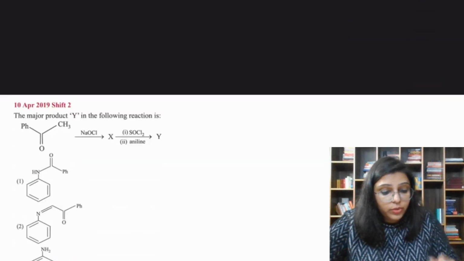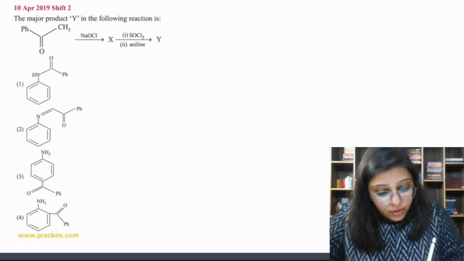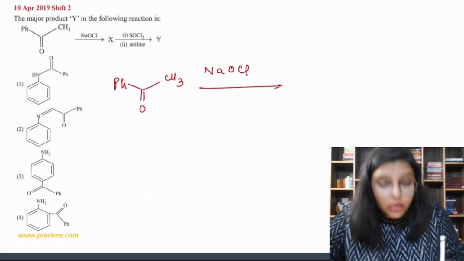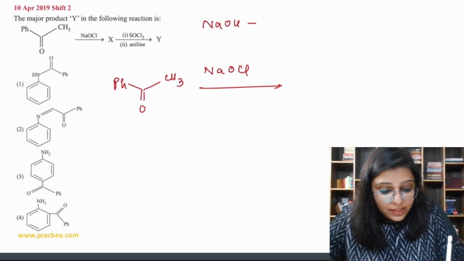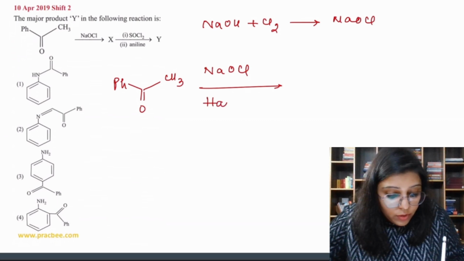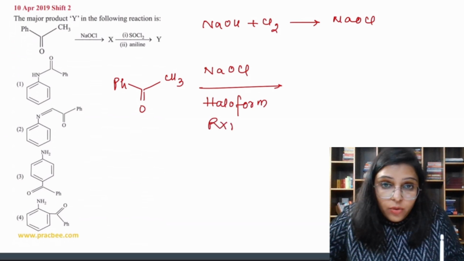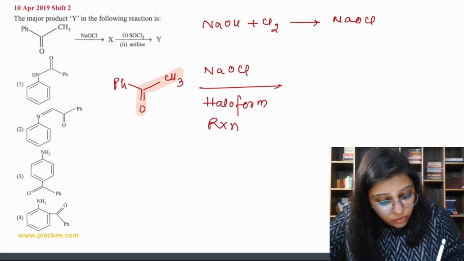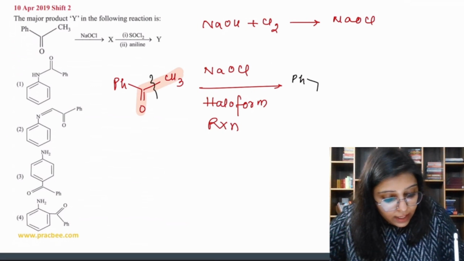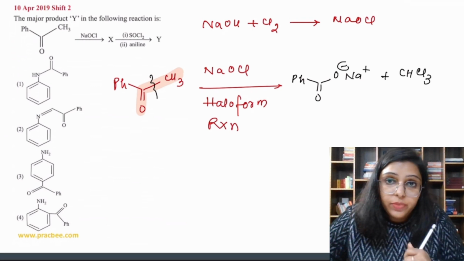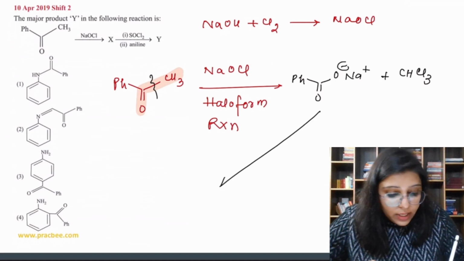Okay. Now, next question. We have a Ph, double bond, and this is CH3. This is what? NaOCl. What is this? NaOH plus Cl2. It gives NaOCl, right? It means we have to form haloform reaction. So for haloform reaction, we should be having methyl ketones. So methyl ketones are there, right? So what we are going to do, here is a trick, just break this. So we write phenyl double bond O minus and Na plus, CHCl3, chloroform. We are going to form chloroform. Okay? That's it.